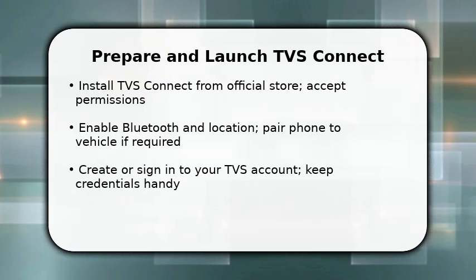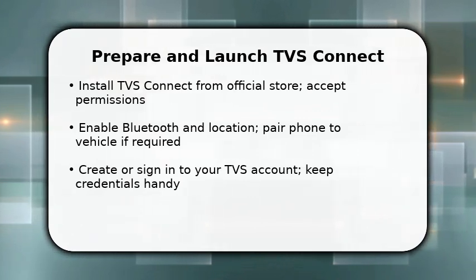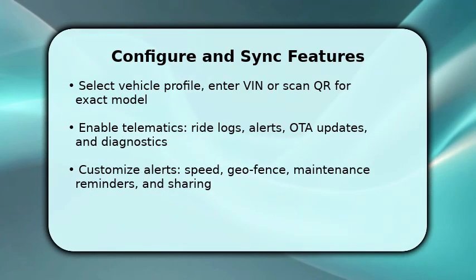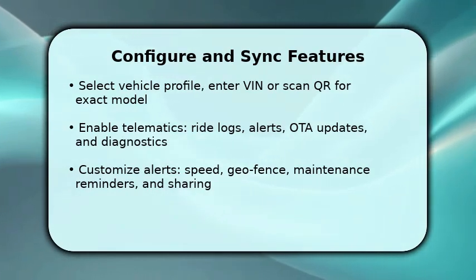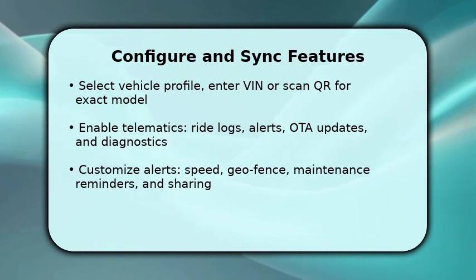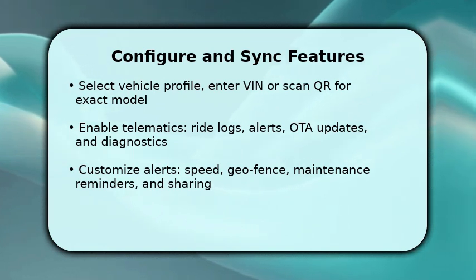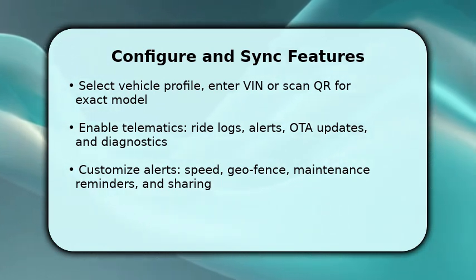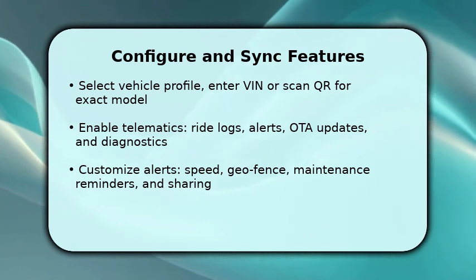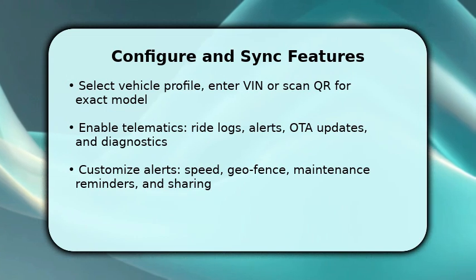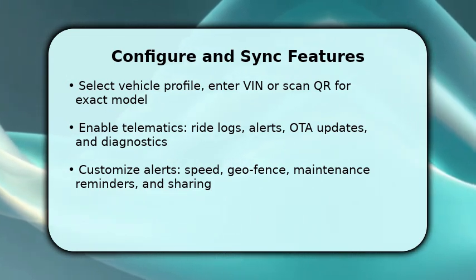Now you configure the app for real use by creating a vehicle profile. Enter the VIN or scan the QR to load model-specific options. This ensures diagnostics map correctly. Next, enable telematics modules like ride logs, OTA firmware updates, and diagnostic reporting so the app collects useful data. Then customize alerts and sharing, set speed or geofence thresholds and maintenance reminders.